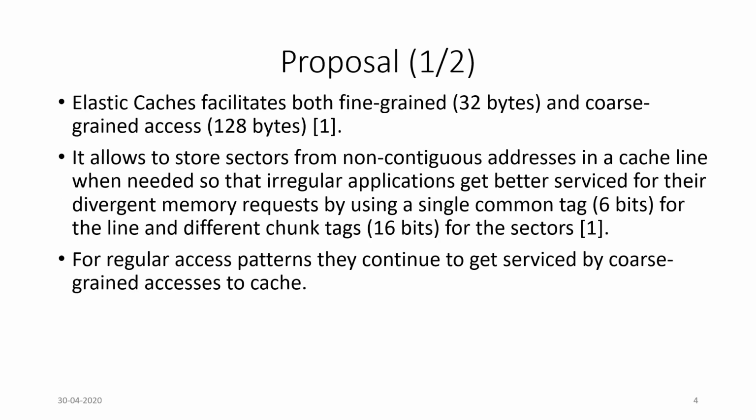So what the Elastic Cache says is that it introduces something called chunk tags and common tags, and the combination of them helps us manage both 128-byte access and 32-byte access, and helps us store both continuous sectors and non-continuous sectors in the same cache line, hence the name Elastic.